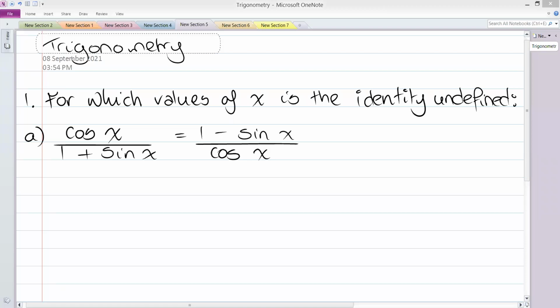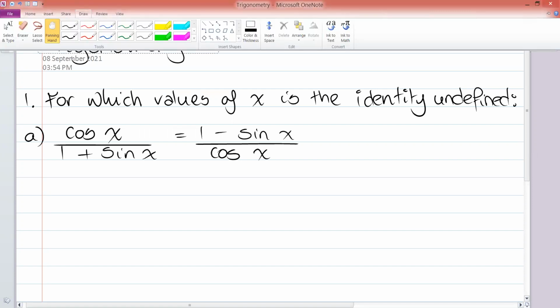Let's look at the first question we have here. The question says, for which values of x is the identity undefined? Whenever you have a question asking you about an identity or something being undefined, we have to look at all the denominators within the identity. So looking at the one we have here, let us look at this denominator.